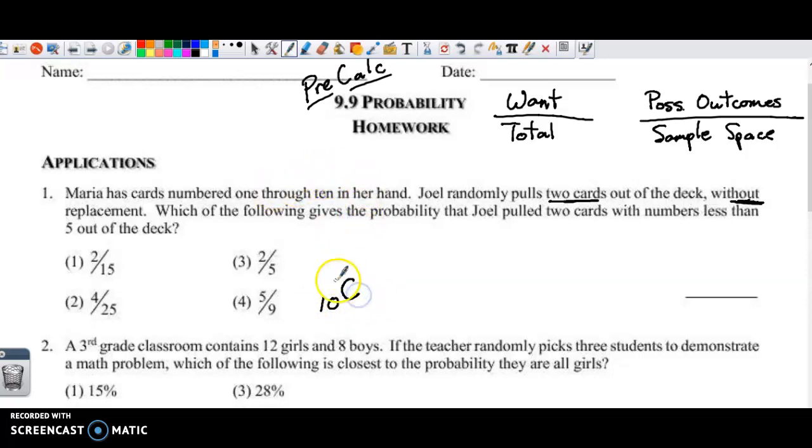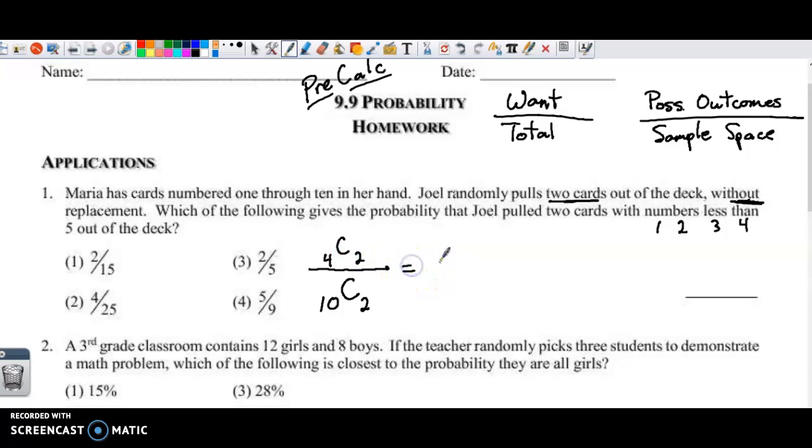It doesn't matter if he chooses a 1 and a 2 and then a 2 and a 1. That's why I'm using a combination. So 10C2 is your sample space. But what we want goes in the numerator, and what we want is a number less than 5. As I'm reading that, I'm thinking we want a 1, a 2, a 3, and a 4. So what we want, and again the order doesn't matter, is 4 of these options, combination 2.